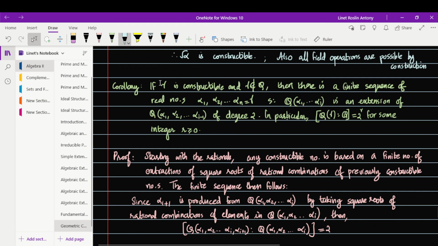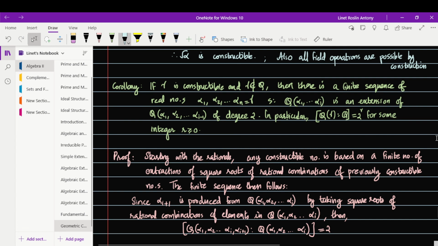Now, if gamma is constructible and gamma does not belong to Q, then there is a finite sequence of real numbers alpha 1, alpha 2, etc., alpha n, where alpha n is equal to gamma, such that Q(alpha 1, alpha 2, etc., alpha i) is an extension of Q(alpha 1, alpha 2, etc., alpha i minus 1) of degree 2. In particular, the degree of the extension Q(gamma) over Q is equal to 2 power r for some integer r greater than or equal to 0.